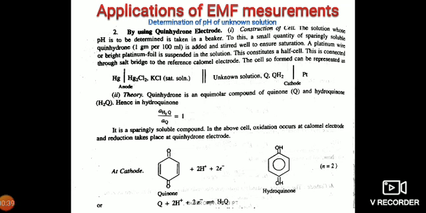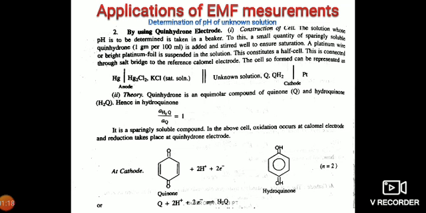Now, first application, determination of pH of an unknown solution by using quinhydrone electrode. While discussing redox electrodes among reference electrodes, we have discussed in detail this quinhydrone electrode. Quinhydrone is a bioorganic compound which in solution gives an equimolar proportion of quinone and hydroquinone, both oxidized and reduced state. That's why this is referred to as a redox electrode. So by using this quinhydrone electrode, we can determine the pH of an unknown solution.